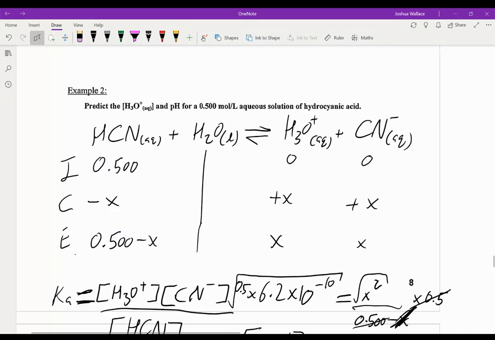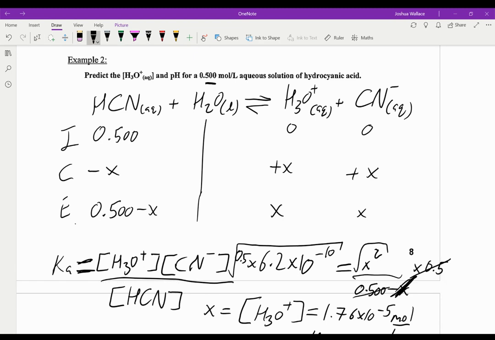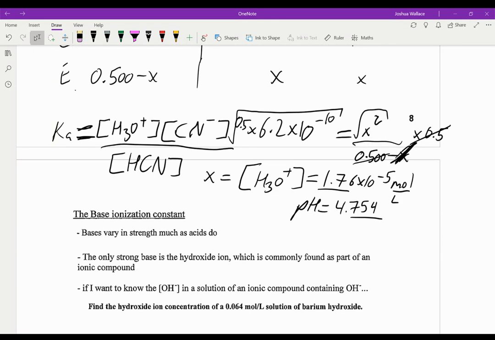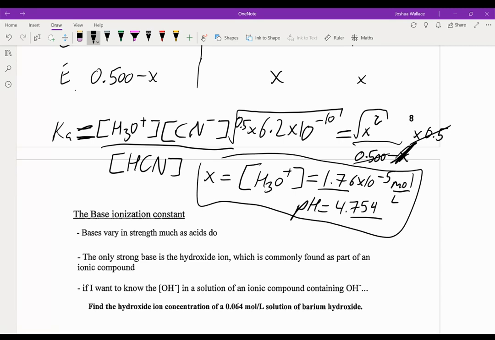4.754. Quick look at sig digs. I have 3 sig digs here. And then pH is a little weird because our sig digs are after the decimal, which is right there. All right. There's my calculations. So that's my answers for this one.